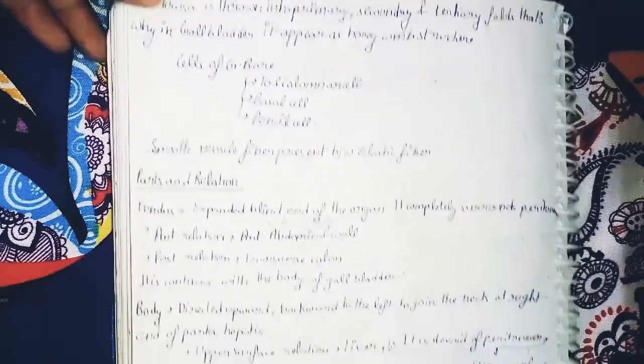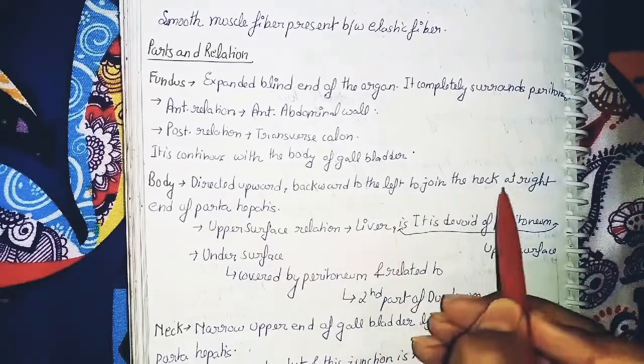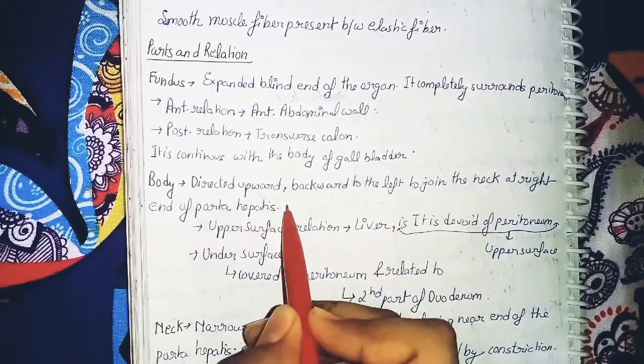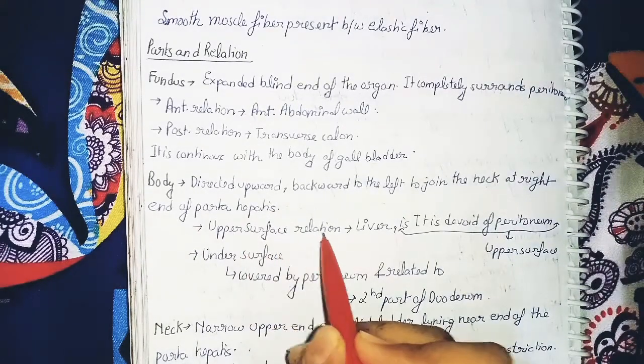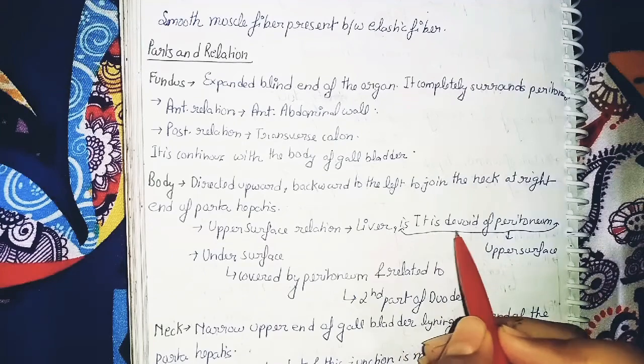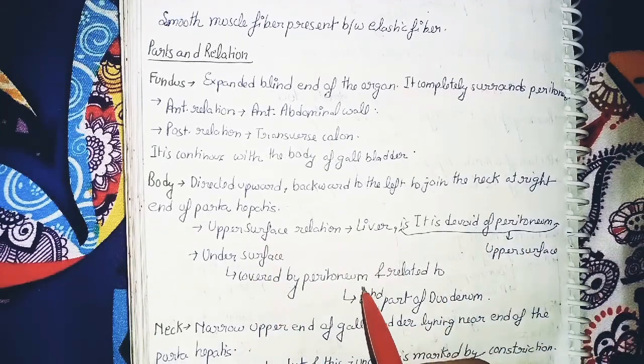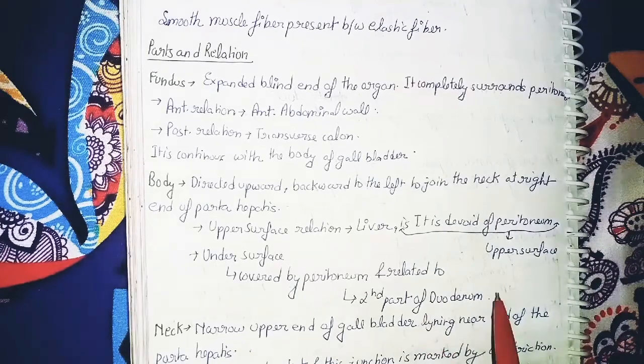Now coming to the body. Directed upwards, backward to the left to join the neck at the right end of the porta hepatis. Its upper surface relation is with the liver, where it is devoid of peritoneum, and the under surface is covered by peritoneum and related to the second part of the duodenum.